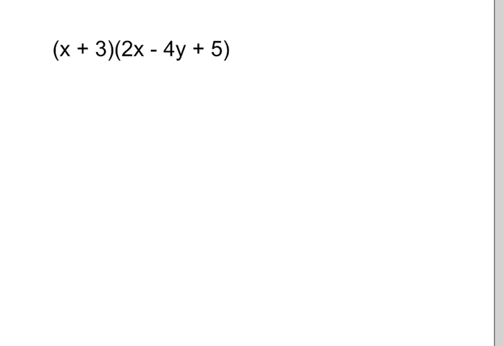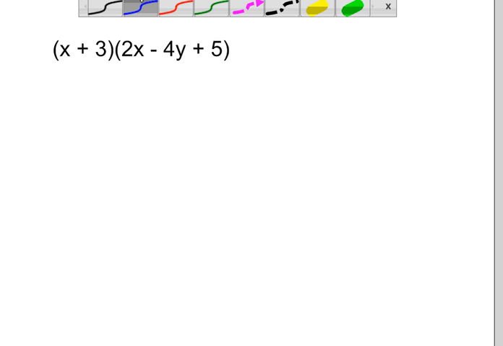And so what I usually do is I take the first term of the first brackets, in this case the x, and I multiply it by everything in the second bracket. So I'll do x times 2x, x times negative 4y, and x times 5. Then I take the second term in the first bracket, and again I multiply it by everything in the second bracket. So 3 times 2x, 3 times negative 4y, 3 times 5. Once I do all that, then I collect like terms. So let's go through that process.